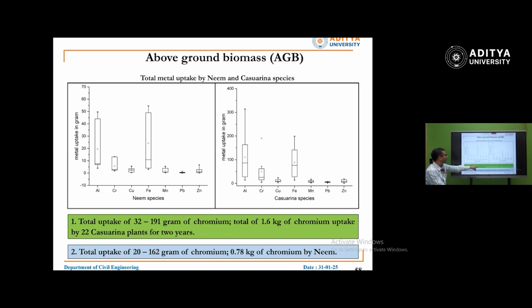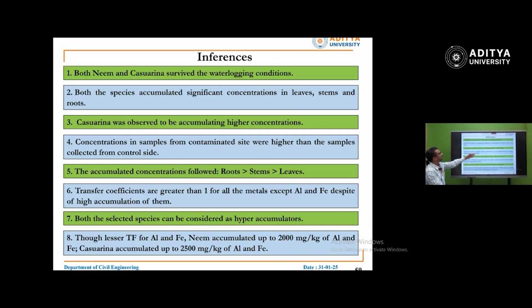From that, we were able to get almost 200 grams of chromium absorbed by the plant species which we have planted. So that means almost 1 kg of chromium could be accumulated by the casuarina on average over 2 years of time. So these are the inferences from the phytoremediation study.